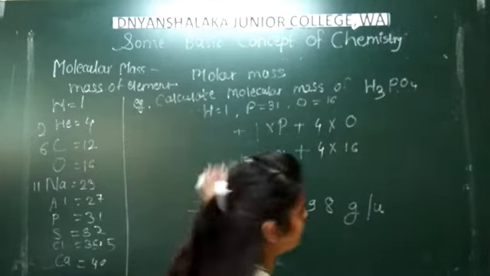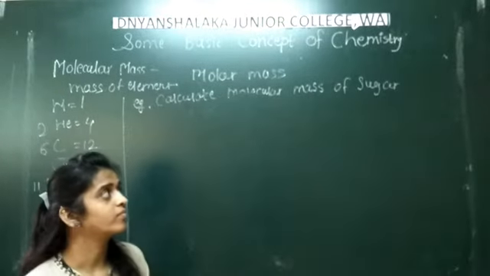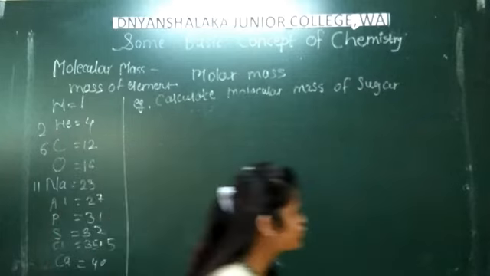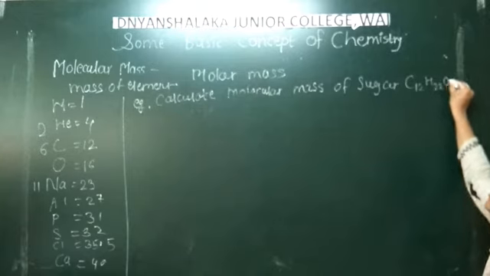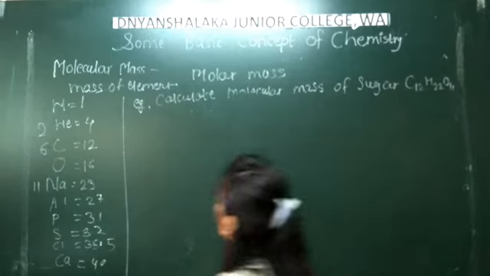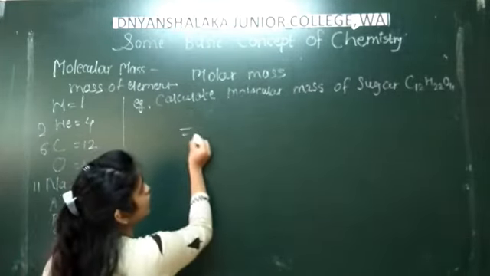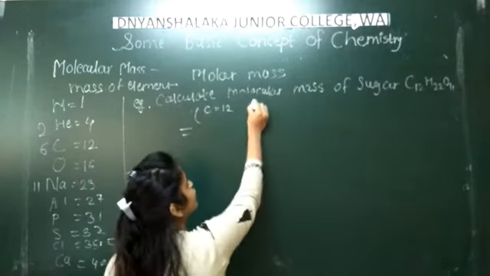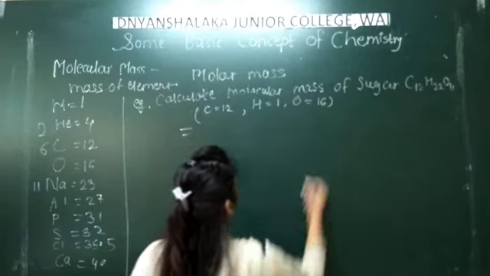Next example, calculate the molar mass or molecular mass of sugar. The molecular formula of sugar is C12H22O11. So we calculate the molar mass or molecular mass of sugar. Atomic mass of carbon 12, hydrogen 1 and oxygen 16.